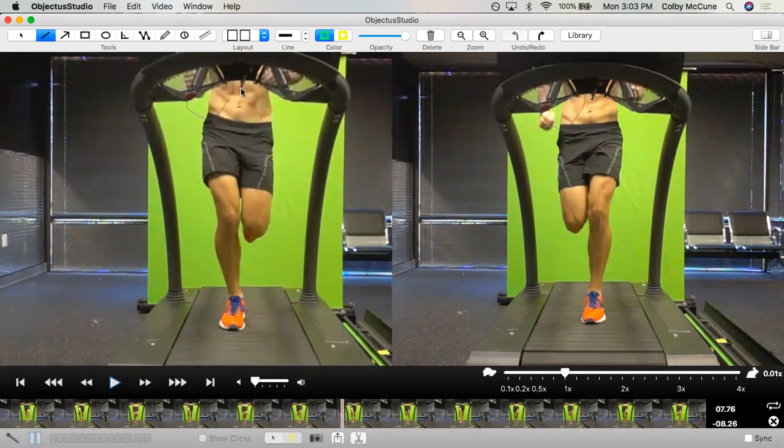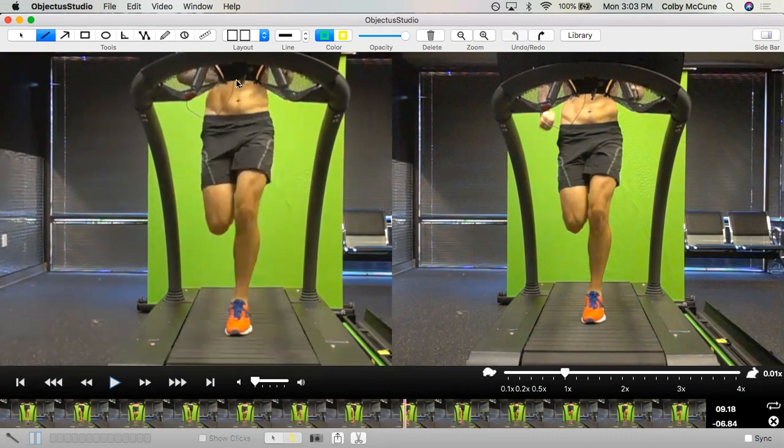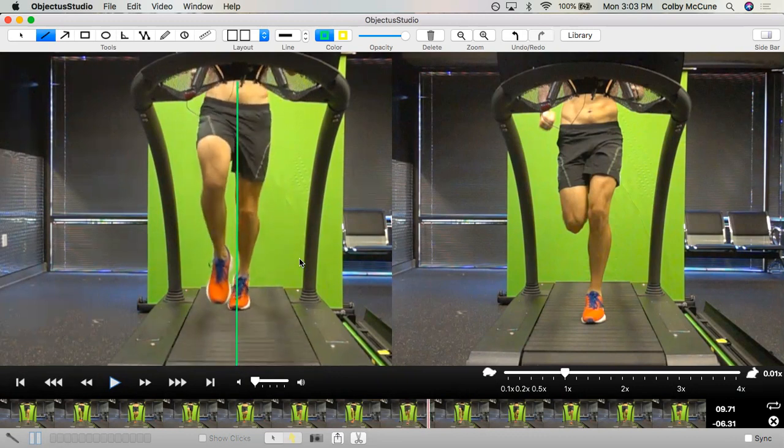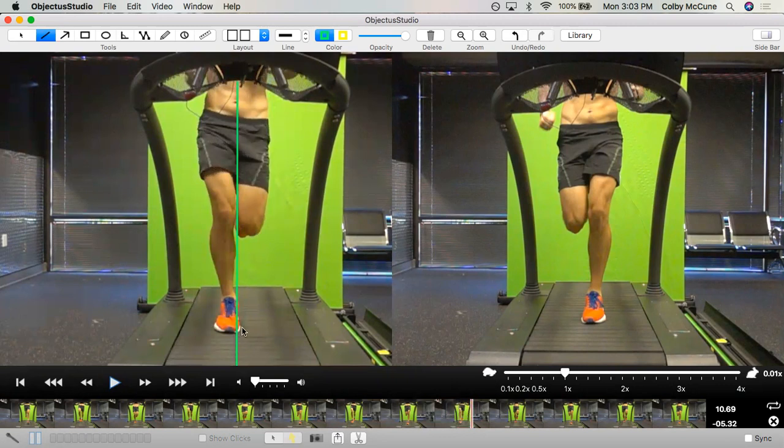So if I draw a 90-degree line from your belly button straight down, now look at where this right foot goes. It comes toward that line, but basically right on it, right? Barely crosses it, just a sliver of that.